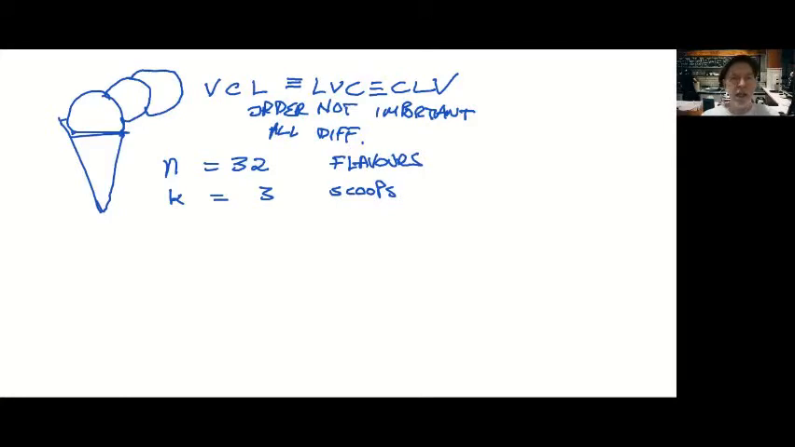So N is the number of flavors, K is the number of scoops. How can we choose 3 scoops out of 32 flavors? We're going to introduce a notation. It's not a new idea. We've already described the idea. This is just a nice mathematical shorthand to describe the question that we're asking. It's N choose K.